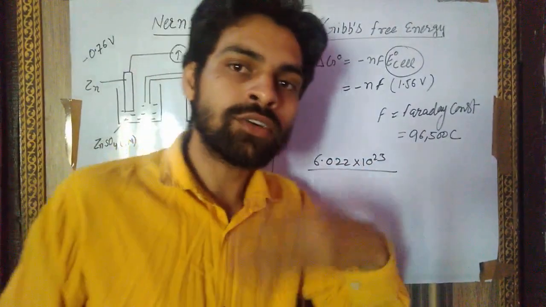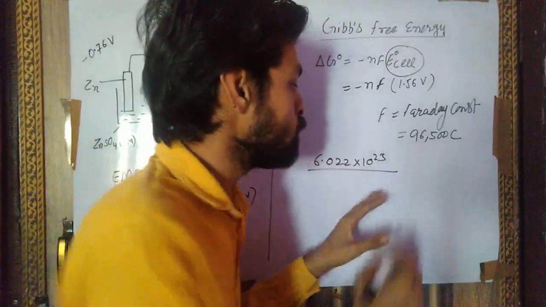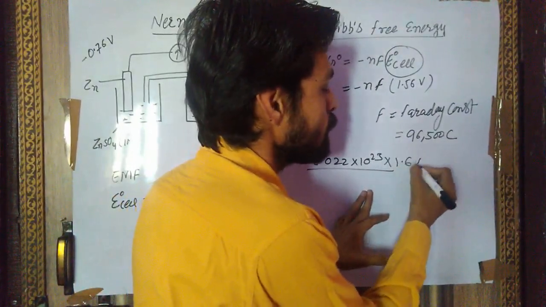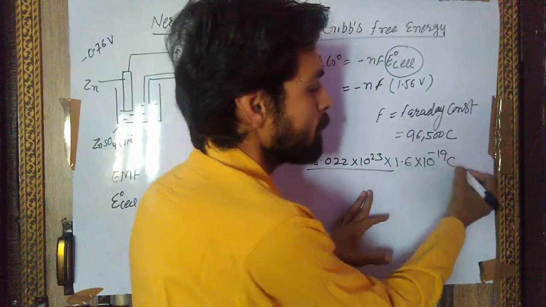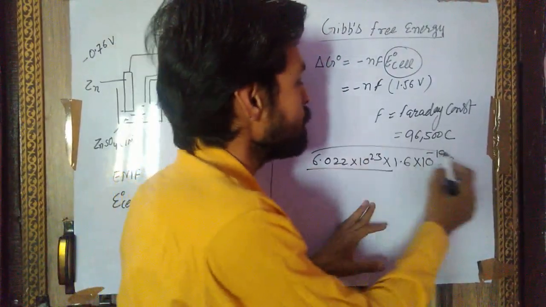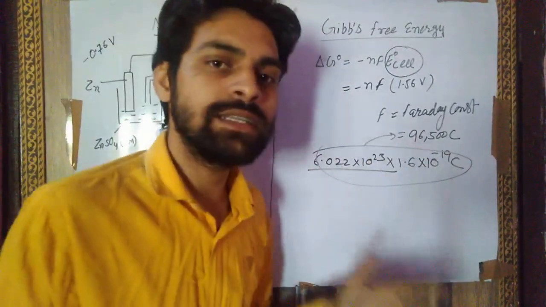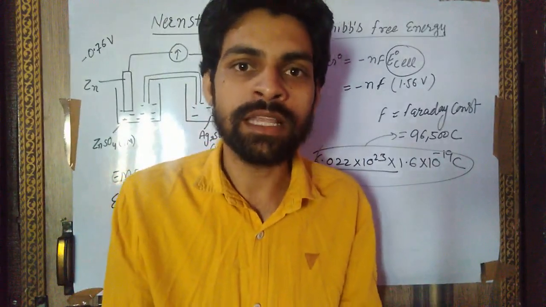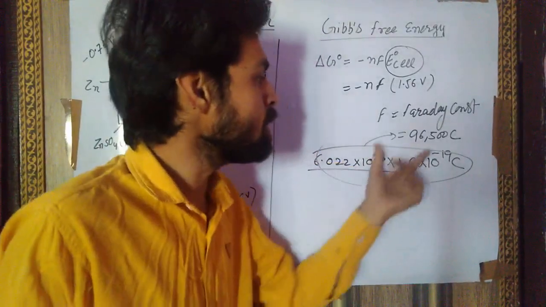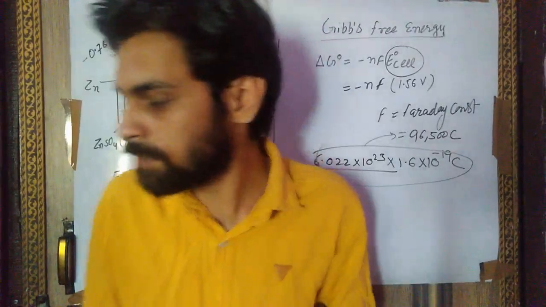Okay, इतने इलेक्ट्रॉन का चार्ज 1 Faraday होता है. And we know that the value of charge on one electron is 1.6 into 10 raised to power minus 19 coulomb. When you multiply these two values, you will get 96,500. It is clear or not? So student, this is very very important. What is 1 Faraday? 96,500.